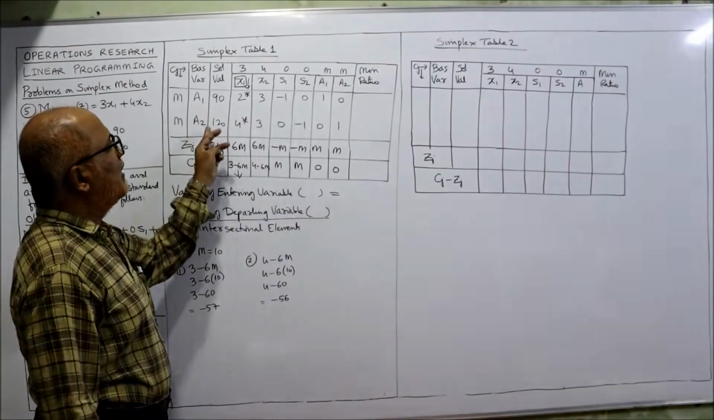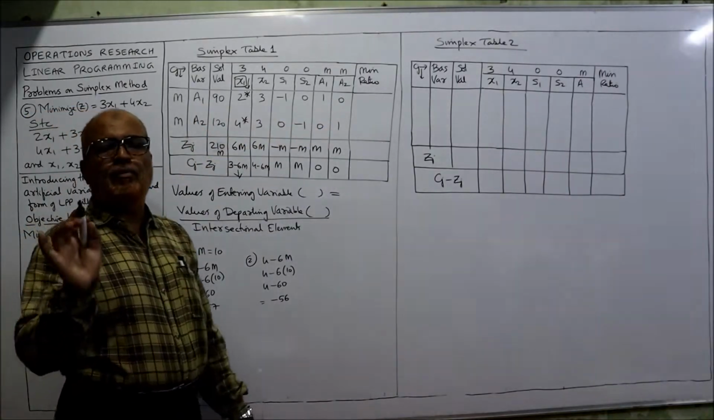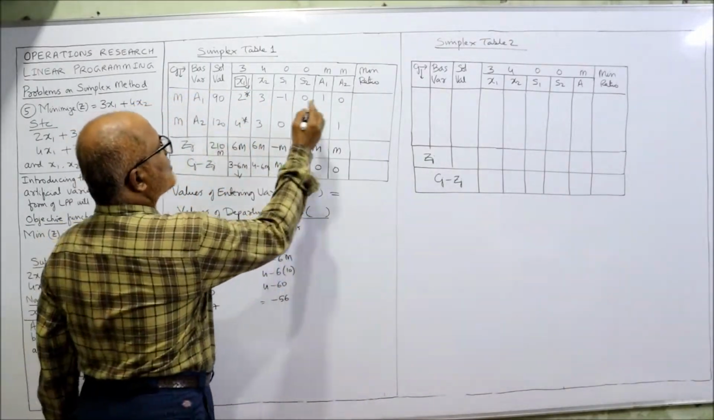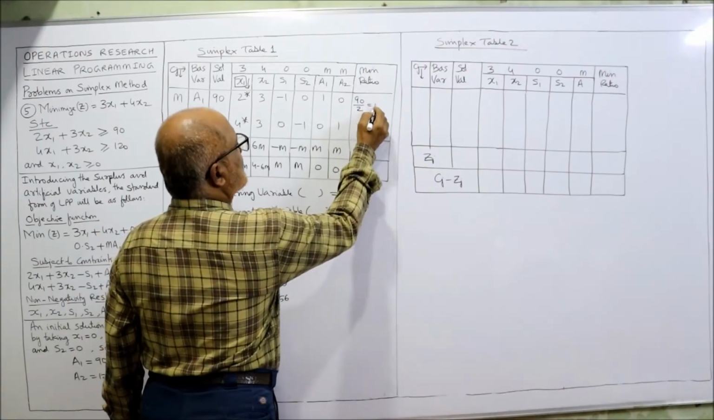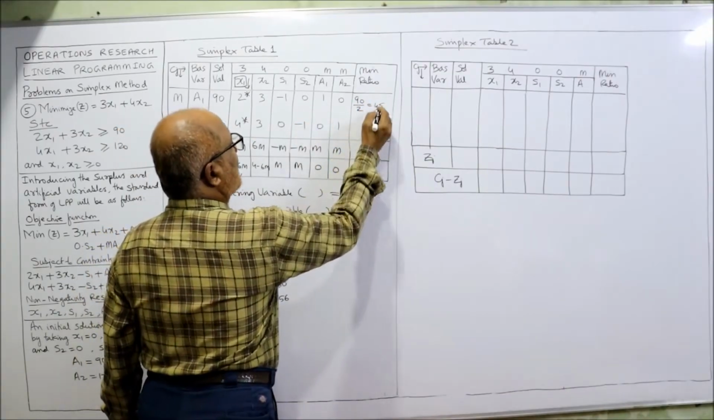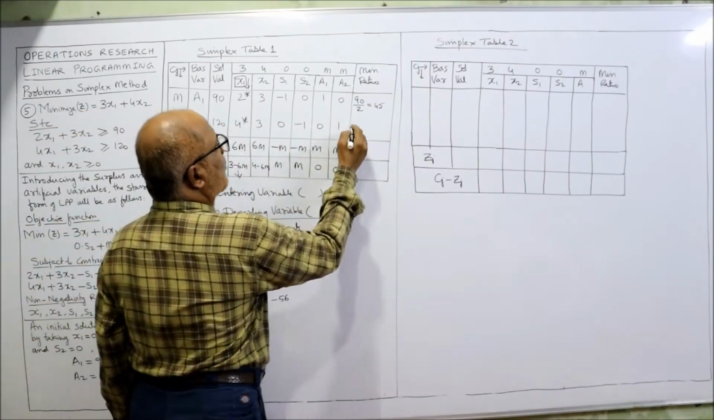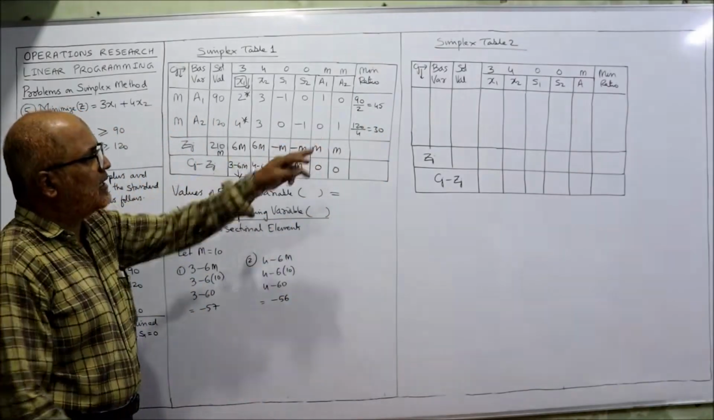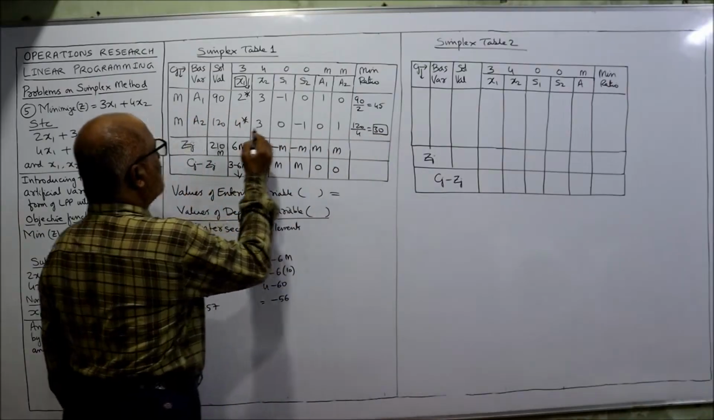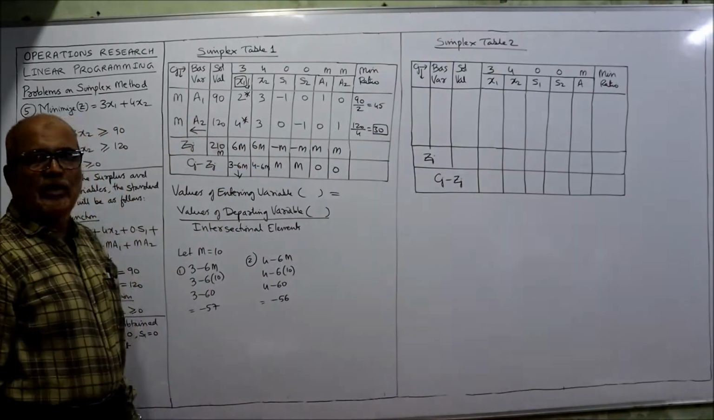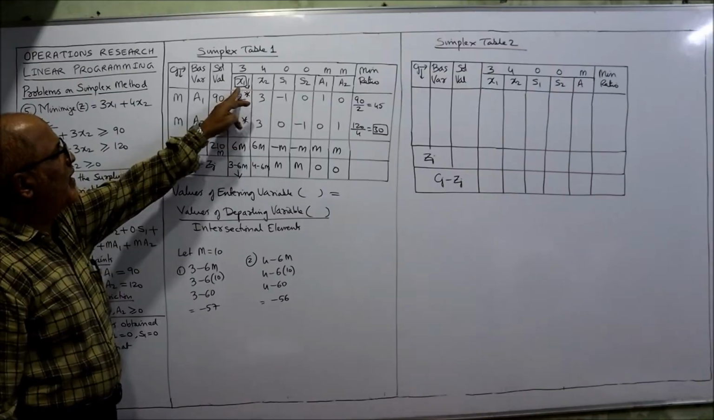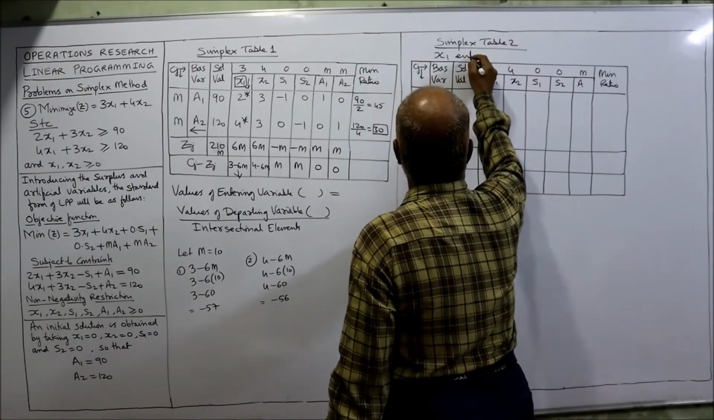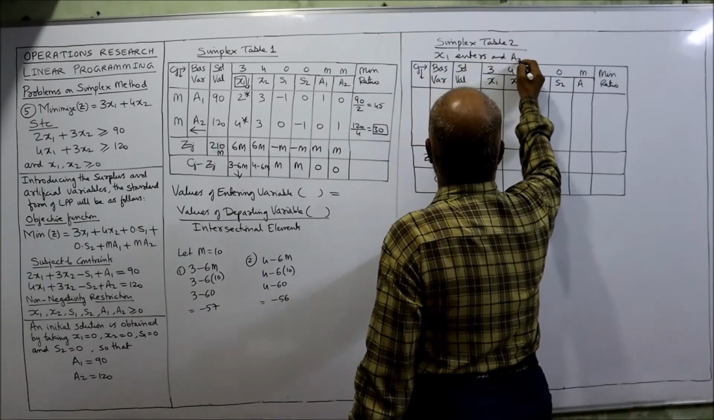Now which variable will depart? It depends on minimum ratio. The formula for minimum ratio is solution value divided by intersectional element. Solution value is 90. 90 by 2 is equal to 45. Then 120 by 4. 4 3s are 12, so 30. Whichever is lower, 30 is lower. So which variable will depart? A2 will depart. So in the next iteration, x1 will enter and A2 will depart. So here I have written x1 enters and A2 departs.